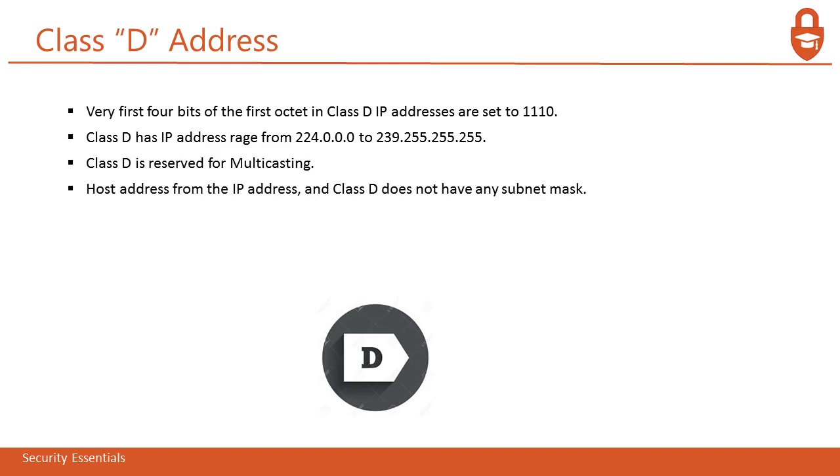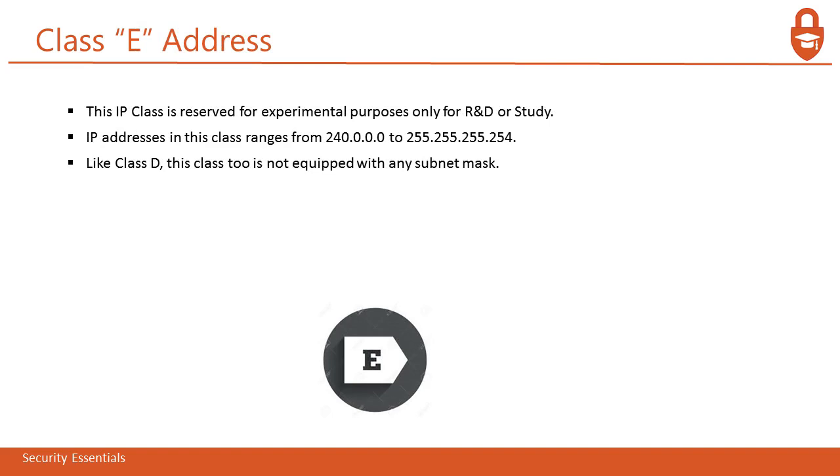The IP addresses in Class D do not have a subnet mask. In Class E, the last class, the IP class is reserved for experimental purposes only, for R&D and study. IP addresses in the class range from 240.0.0.0 to 255.255.255.254. Like Class D, this class is not equipped with any subnet mask.